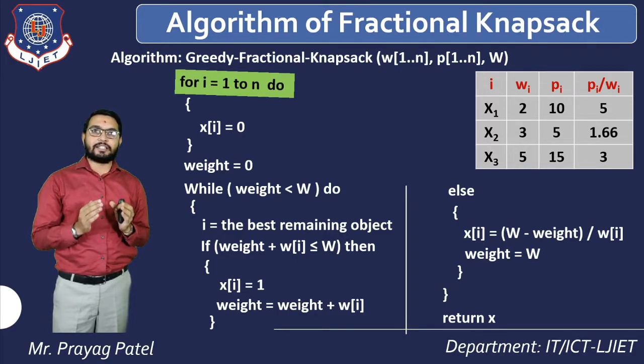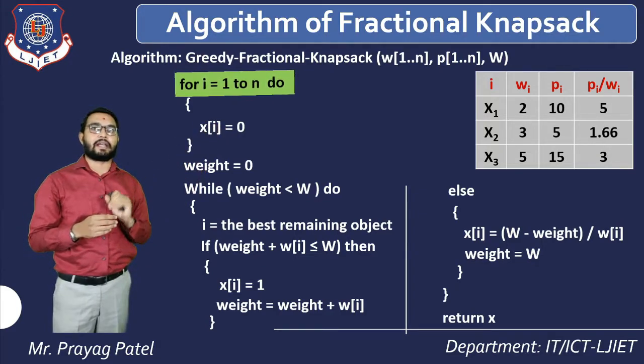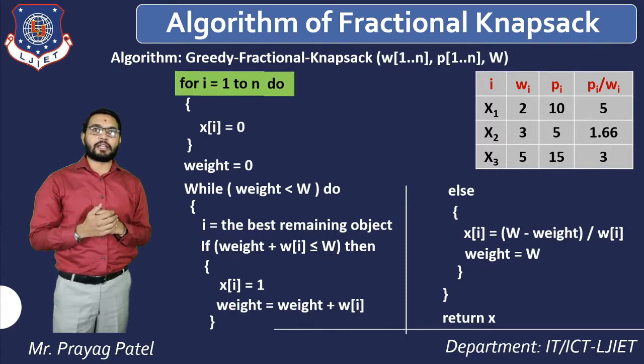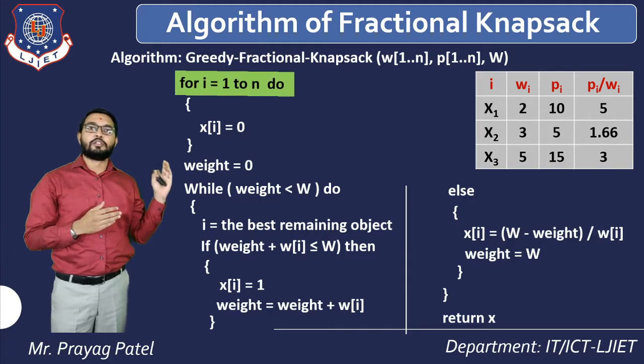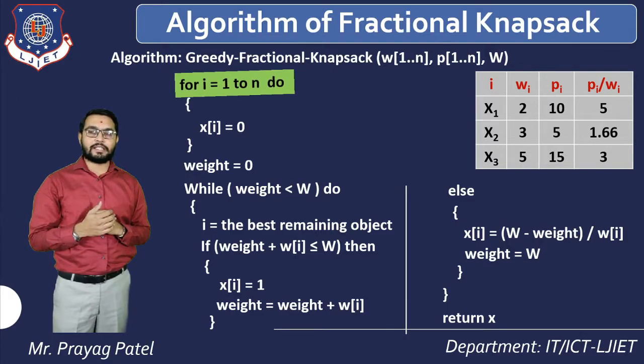Here, small w is the weight of the 1 to n objects. For example, consider 3 objects, x1, x2 and x3. Then the weights of those objects are w1, w2 and w3 respectively. Now consider the next argument, p1 to n. What is the p? P means profit. So here consider p1, p2, p3 up to pn as the profits.